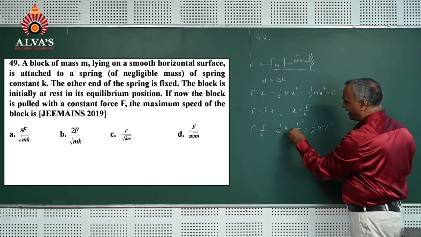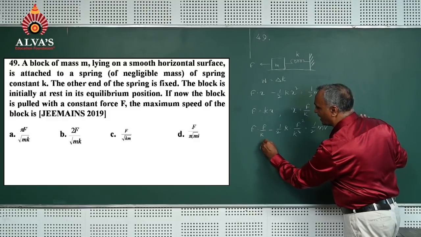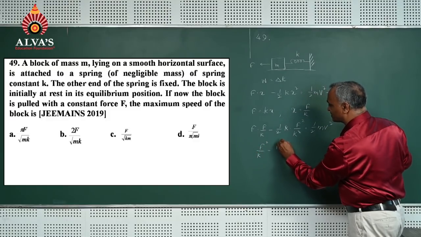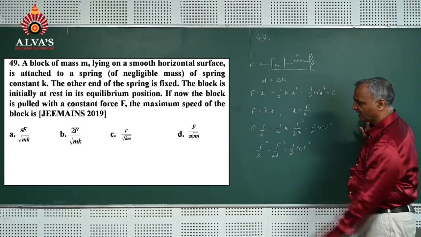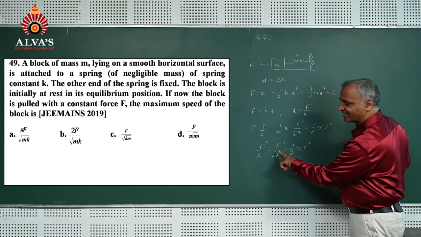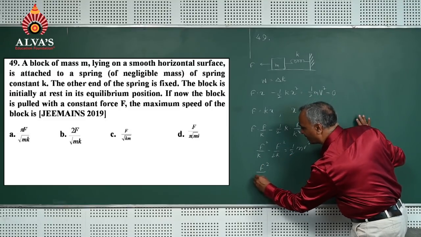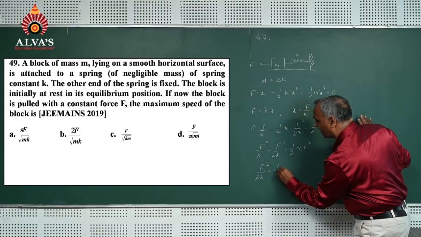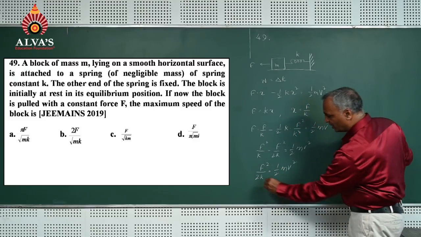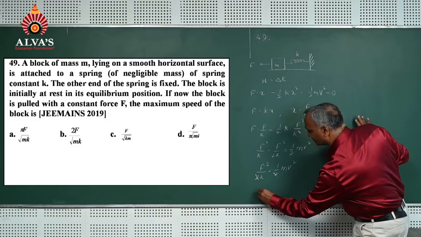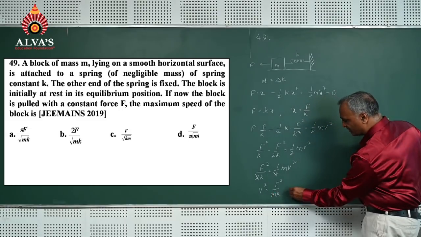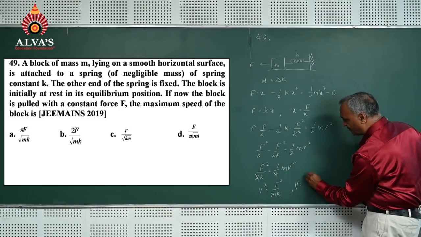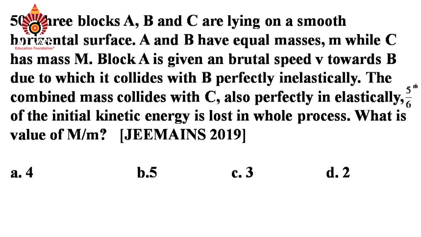So this 1/k cancels, this becomes F square by k minus F square by 2k is equal to half mv square. So F square by k minus F square by 2k will give you F square by 2k is equal to half mv square. So this 2 cancels, and so v square will be equal to F square divided by mk. From this v will be equal to root of that, so F divided by root of mk. So I'll go for option C.